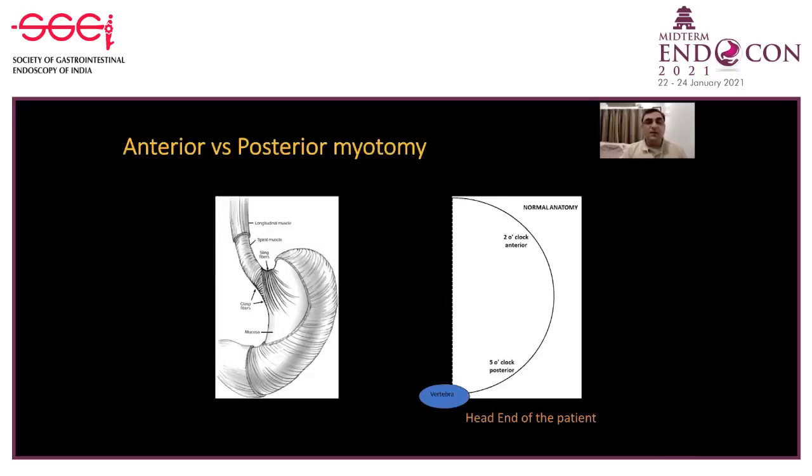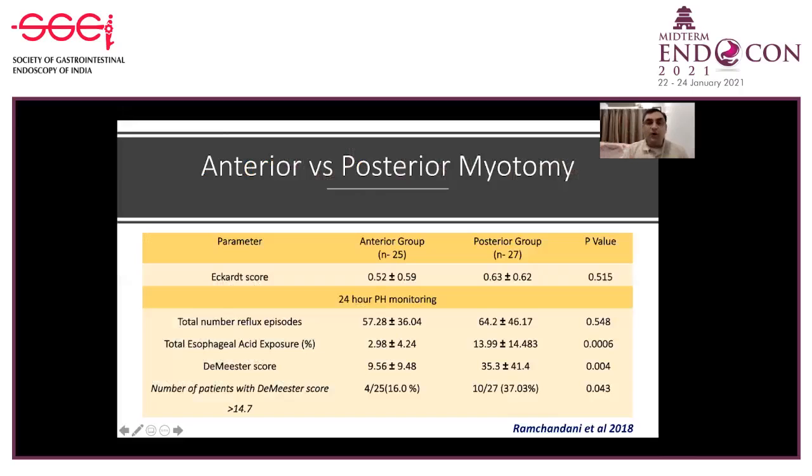First, anterior versus posterior. As you can see here, if the patient is lying with the head on this side, we have to tailor our myotomy: around 2 o'clock if you are doing an anterior, and if you are doing a posterior, at 5 o'clock. It has to be on the right side. This is a very important message, and why, I will discuss. Again, head end is here. If you do an anterior myotomy, it has to be at around 2 o'clock, posterior at around 5 o'clock on the right side. Very important.